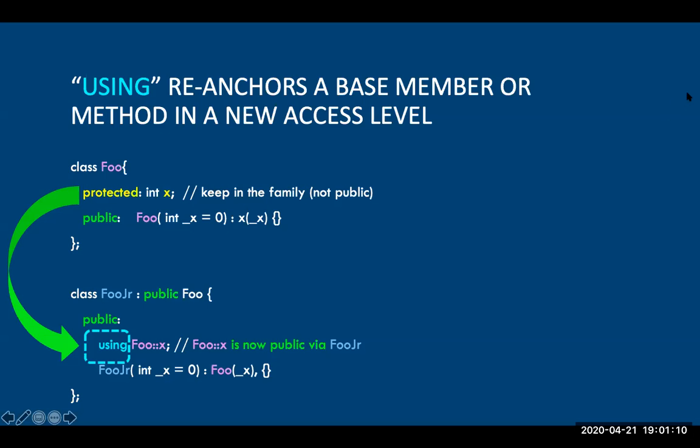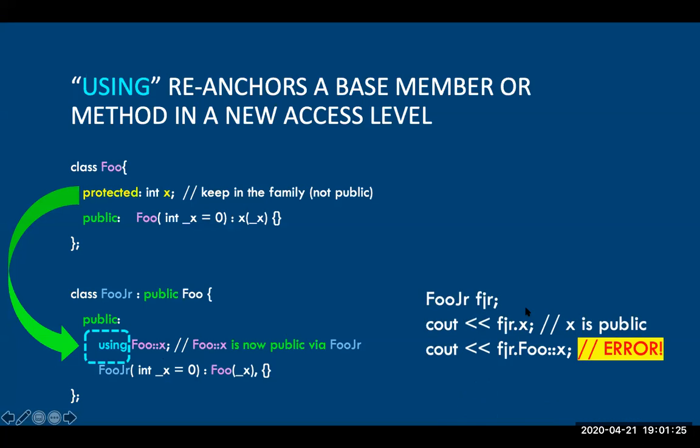Okay, that's right. So that's using. And remember, we're using our scope syntax here to actually specify which X we're talking about, to be super clear. Okay? So now we can say Foo Junior FJR, and then we can actually access X, right?